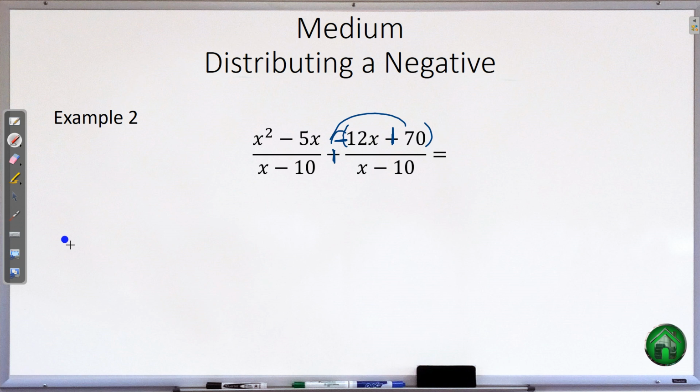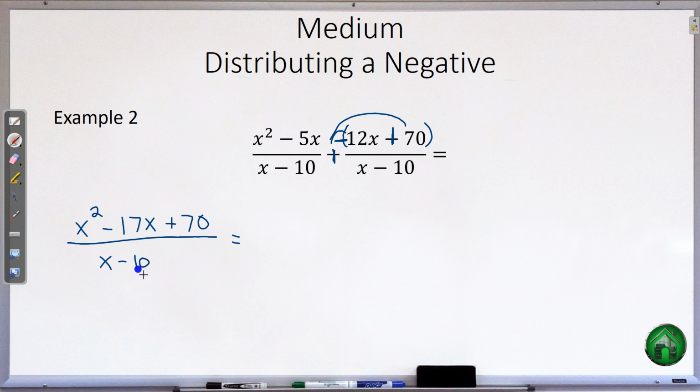So let's do that. If I add these together, the denominator stays the same, x minus 10. And then we combine the like terms. X squared doesn't have any like terms, so it stays. The negative 5 and the negative 12 are like terms, so we can combine those to make negative 17. And the positive 70 now doesn't have any like terms, so it has to stay as well. So we subtracted these. Now it's time to simplify.